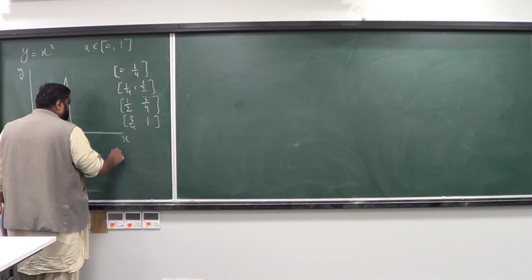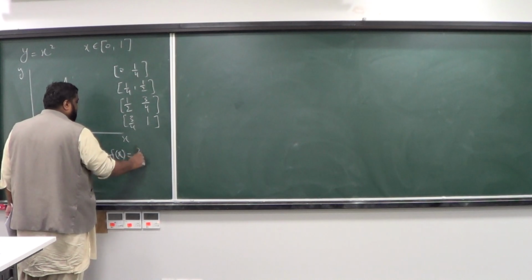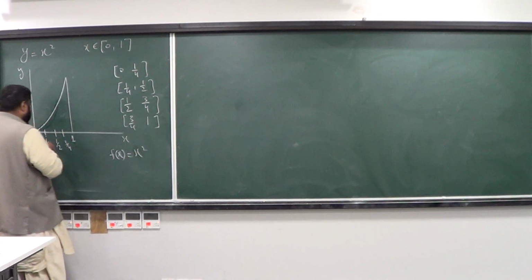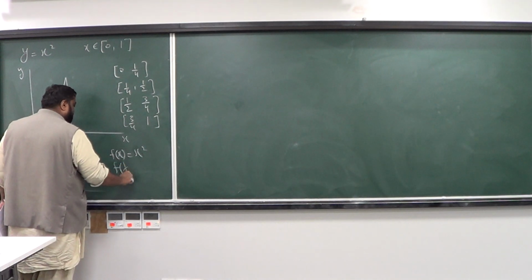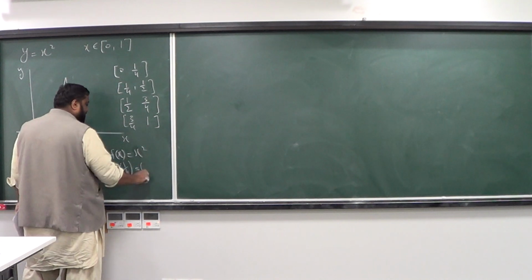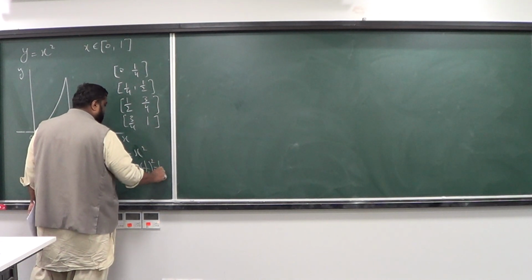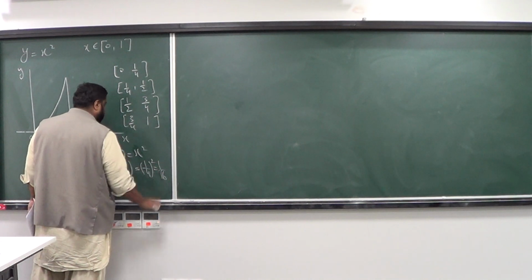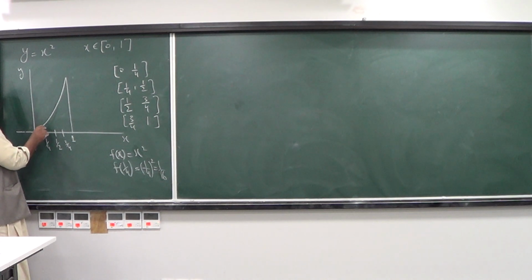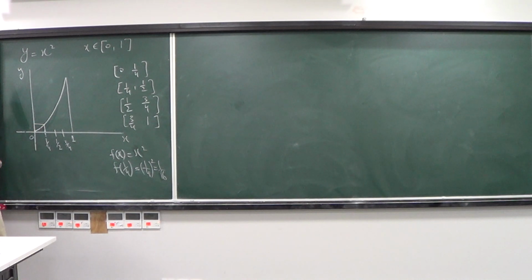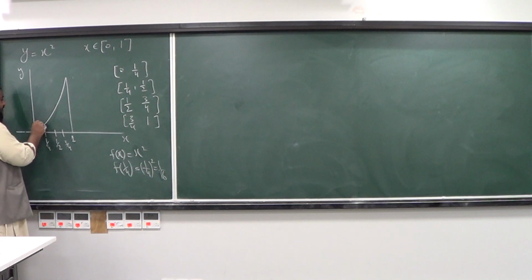My function is x squared. So the value of the function at 1/4 is going to be f of 1/4, which is 1/4 squared, so it's going to be 1/16. Now make a rectangle that has height 1/16 on the y-axis.